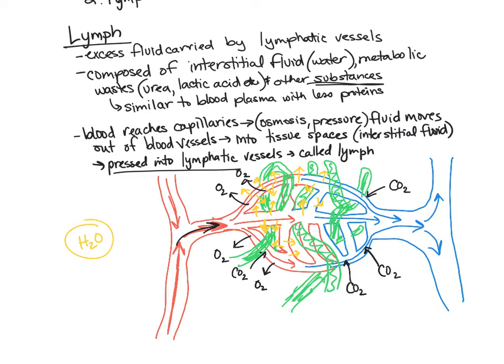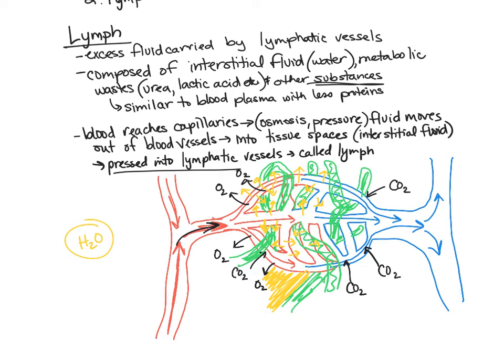There's less fluid, oops, that's the wrong way, less water in the tissues, or in between the tissues, than there is in the actual bloodstream. And so we have all of this fluid moving out. When this fluid moves out, it's moving into the tissue spaces called interstitial spaces, and so it's interstitial fluid. Now we have this high amount of water in these spaces.